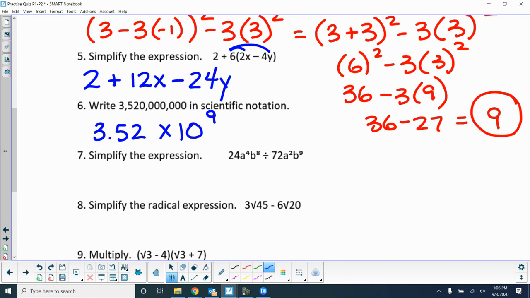You guys understand that? So it's kind of a shorthand way of writing really big numbers.